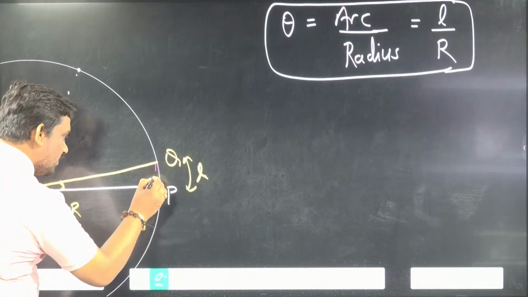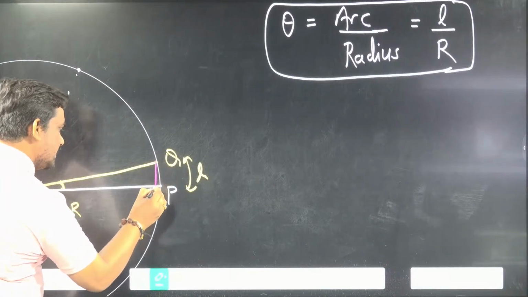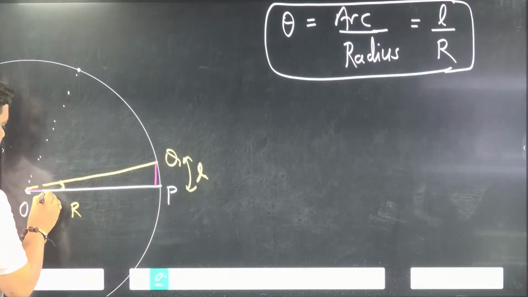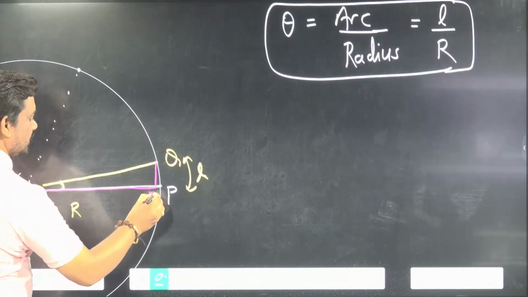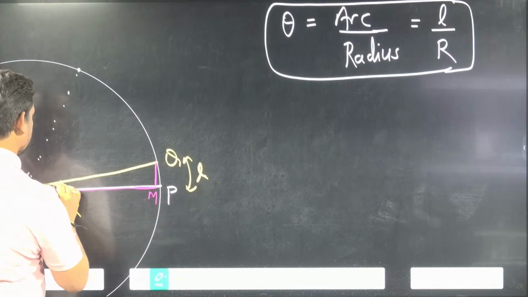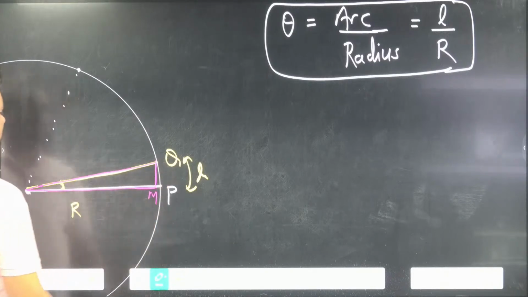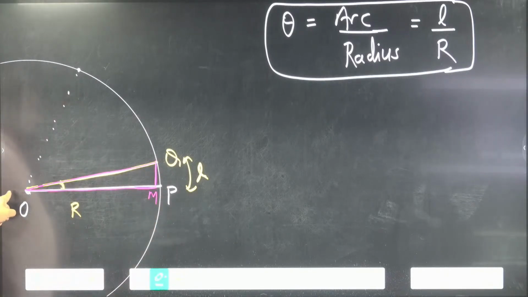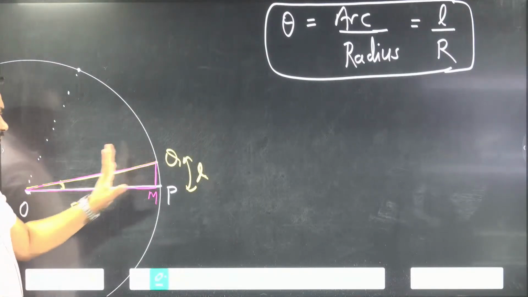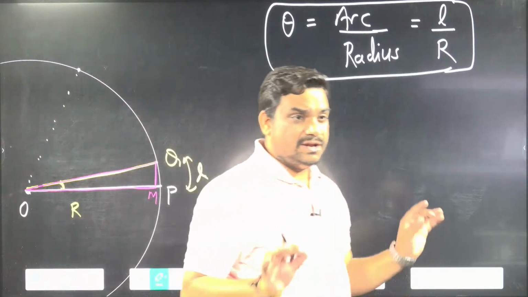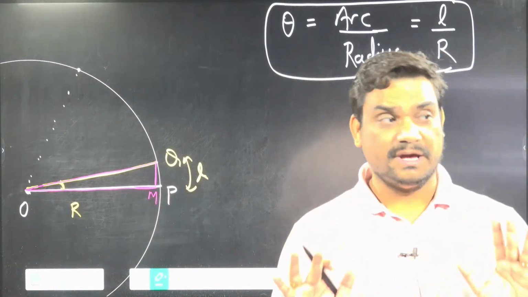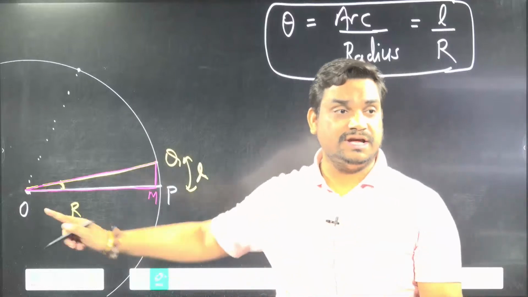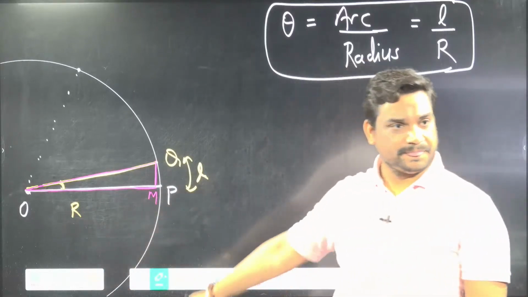So from here I will draw one perpendicular like this, and now I have this right angle, which I name M. Now we have the right angle triangle OMQ. In OMQ I can use sine theta, cos theta, tan theta. There is no problem, I can use all the identities in this one. I hope that's clear.